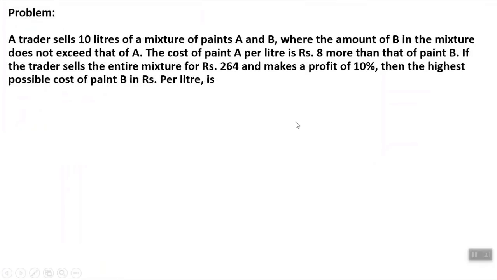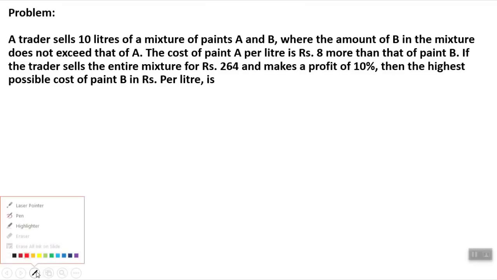Let us look at this problem in arithmetic on mixtures and alligations. Two paints are mixed, A and B. 10 liters of the mixture is formed and sold for 264, making a profit of 10%. Paint A costs 8 rupees more than paint B per liter, and we are being asked what is the highest possible cost of paint B.